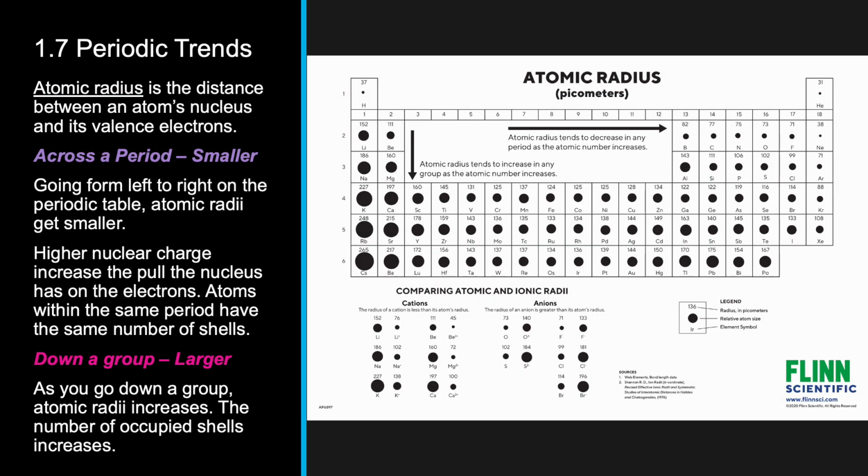Atomic radius is the distance from the nucleus of the atom to its outermost or valence electrons. When you move across a period from left to right, the atomic radius is going to get smaller. That's because as you move from left to right, you're not adding any shells, however, you are adding protons. When you increase the positivity of the nucleus, it's going to bring those outermost electrons closer to the nucleus, making the radius smaller. And then when you move down a group, the atomic radius is going to get larger. That's because you are adding more occupied shells as you go down, so the electrons are farther from the nucleus, even though the nuclear charge is also increasing.